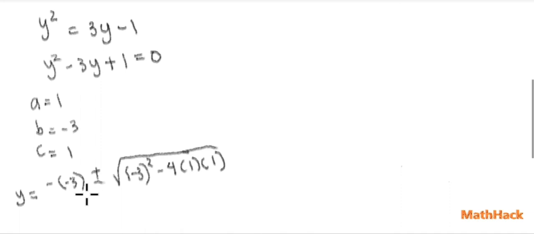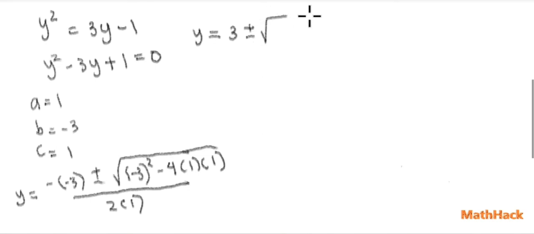Okay? All over 2 times 1. 2 times 1. Yan. And then simplify na lang natin. We have y equals, the negative of negative 3 is positive 3. No? Negative times negative is positive. So we have 3 plus or minus square root of negative 3 squared, positive na yun yan. Okay? Minus 4 times 1 times 1 is equal to 4. Divided by 2 times 1 is 2 sa denominator.